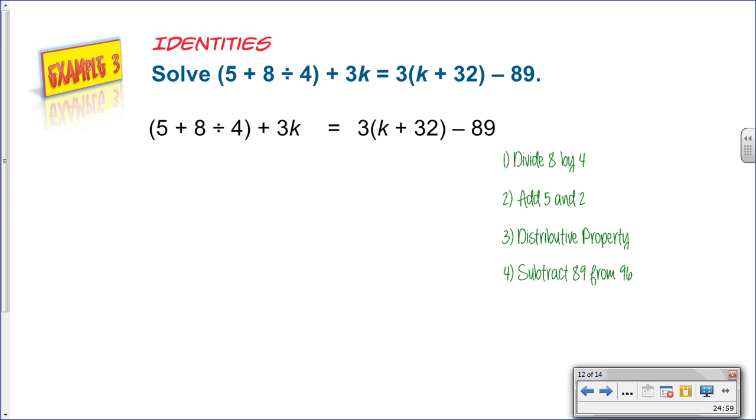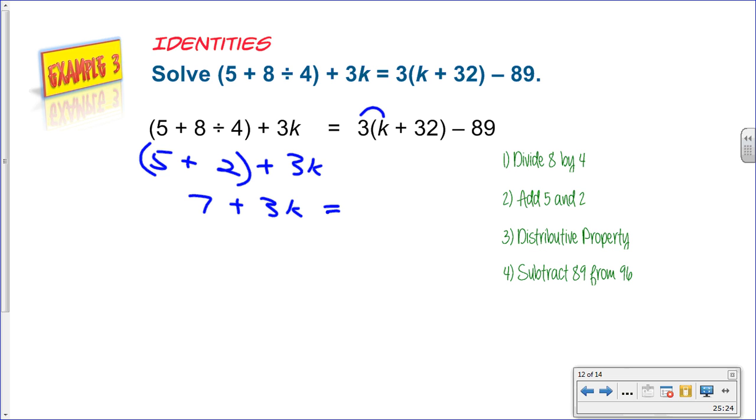Okay? All right, so what do I need to do here first? Distribute the 8. Okay, so 5 plus what? 2. 2, good. Plus 3k. 5 plus 2 is 7 plus 3k. Now, is there anything else I can do on the left-hand side? No. Go to the right-hand side. 3... 96 minus 89.